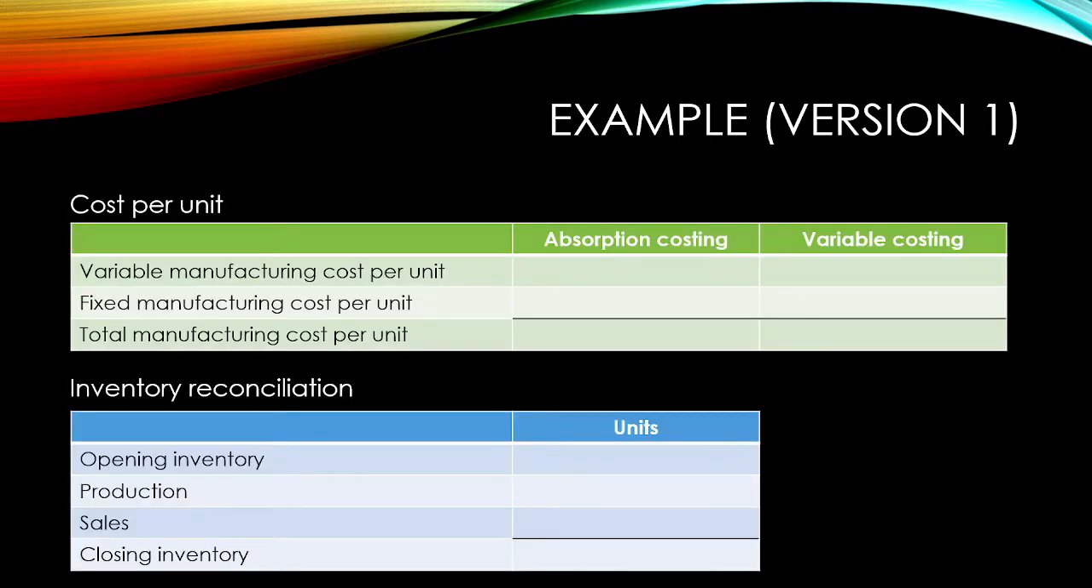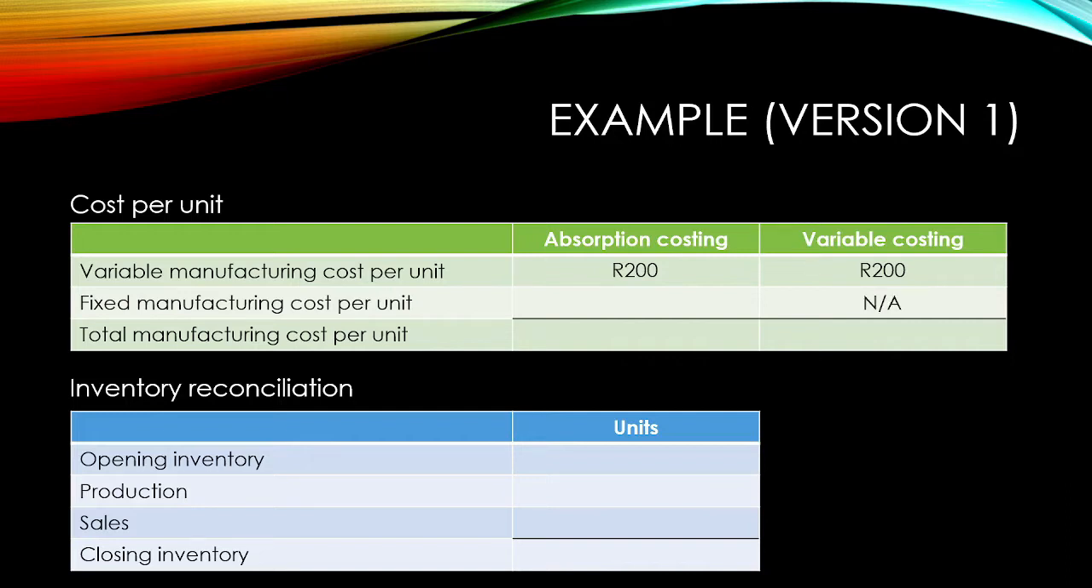When preparing an absorption and variable costing income statement, the first thing I always like to do is prepare the cost per unit calculation and the stock reconciliation. If we look at the cost per unit, the variable manufacturing cost is given to us at 200 Rand per unit. Now remember, variable costing does not have any fixed manufacturing cost included in the product cost, so it is not applicable.